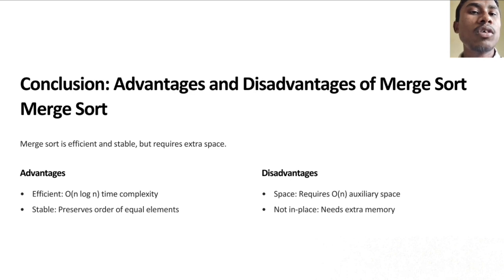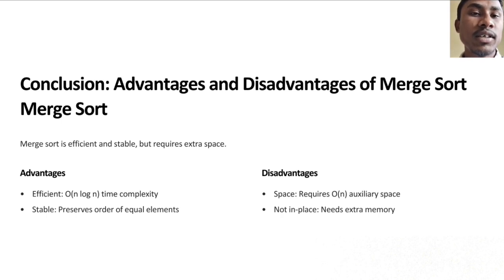So finally I conclude that we follow these merge sorting techniques. We have advantages and some disadvantages, which we can discuss in detail. Merge sort is efficient and stable but requires extra space. When we divide the problem into subproblems, it requires a very large space. That's why it requires a very large space.